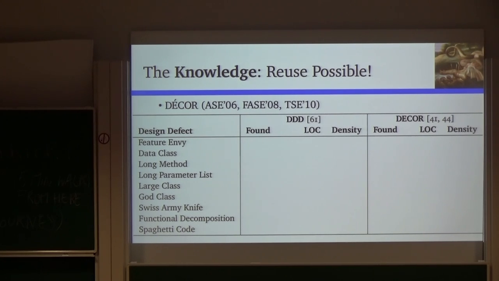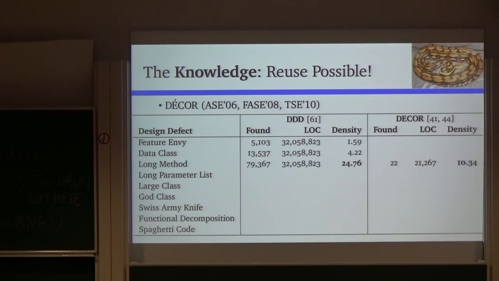So this is a table that we also have somewhere in the paper, and we've identified a few defects that were already published, already documented, already specified somewhere. Sometimes they even had an implementation, and then we would reuse it. So for feature envy and data class, we don't have a point of comparison because the tool that we've chosen to compare to didn't use it.